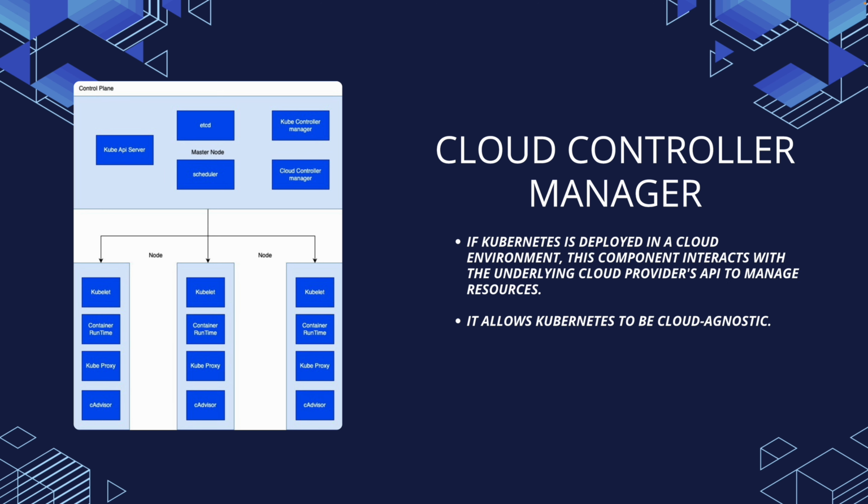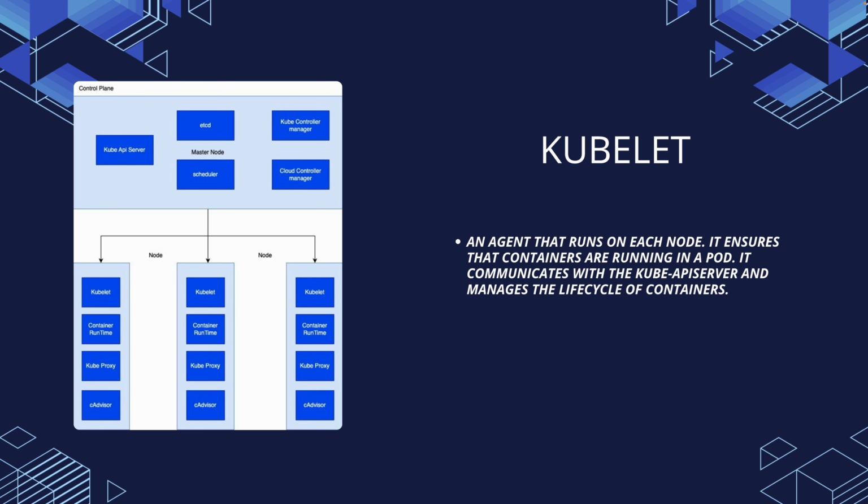Then we have the Cloud Controller Manager. It is basically allowing Kubernetes to be cloud agnostic. Like if you are using Google Cloud, then you will be using GKE, Google Kubernetes Engine, and if you have deployed it in that environment, the component interacts with the underlying cloud provider's API to manage resources. The other main component of Kubernetes architecture is worker nodes.